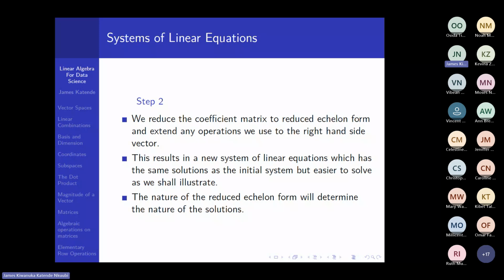So the second step is to reduce the coefficient matrix to reduced echelon form. And any operation that you run to do that, you will extend it to the right-hand side vector. So the new system that you end up with will have the same solutions as the original one, but it will be easier to solve. And once it is in reduced echelon form, we can tell the nature of a solution, whether it will be unique, infinitely many, or no solutions. So we shall see how that works. So let's run these steps on the system.